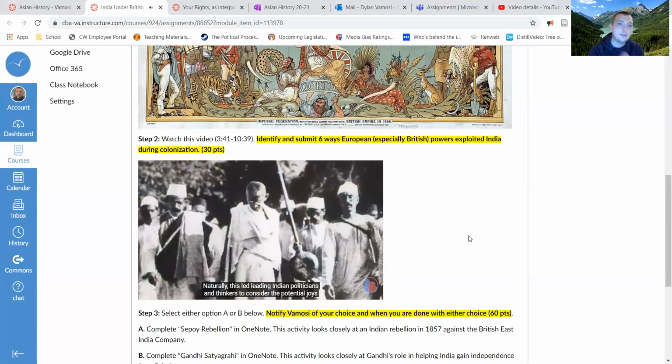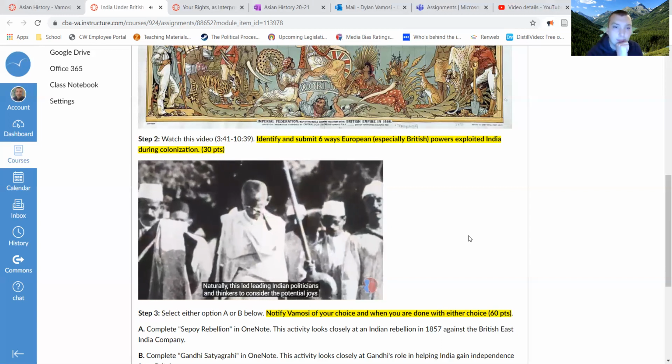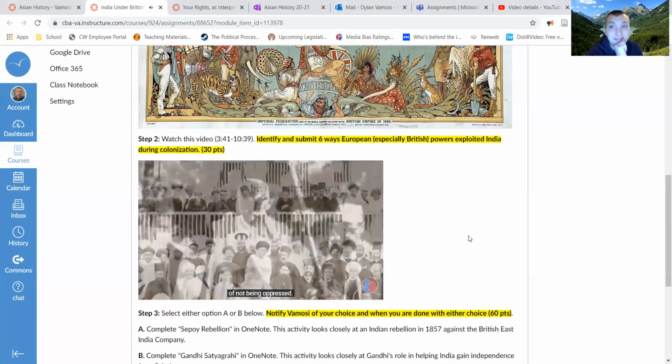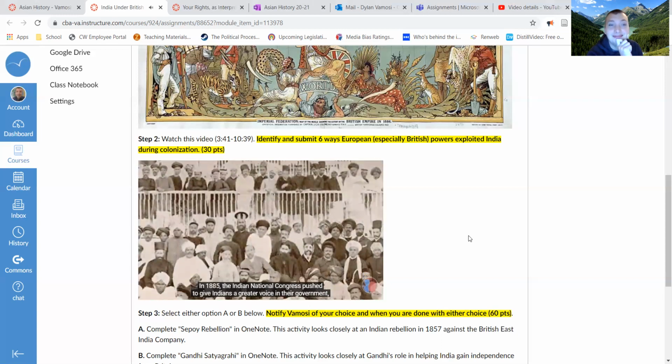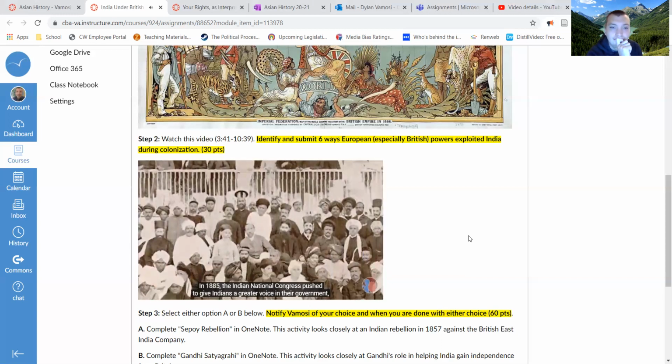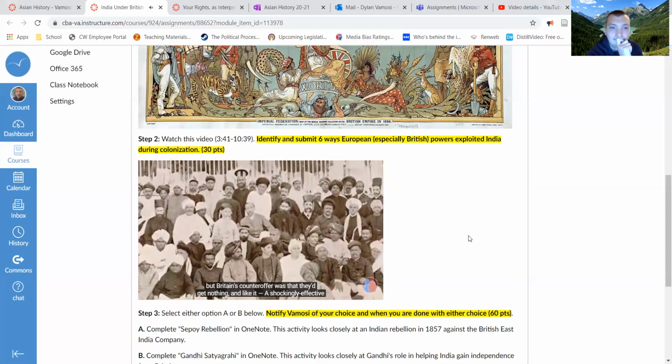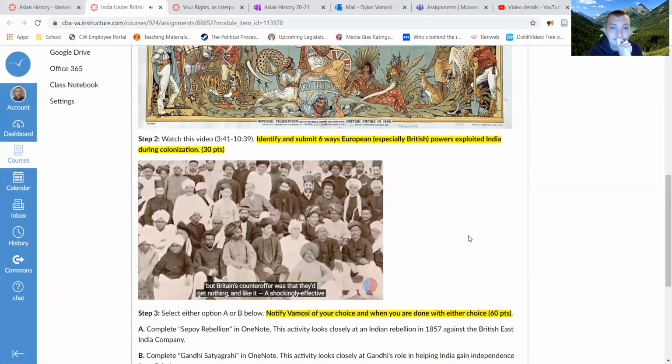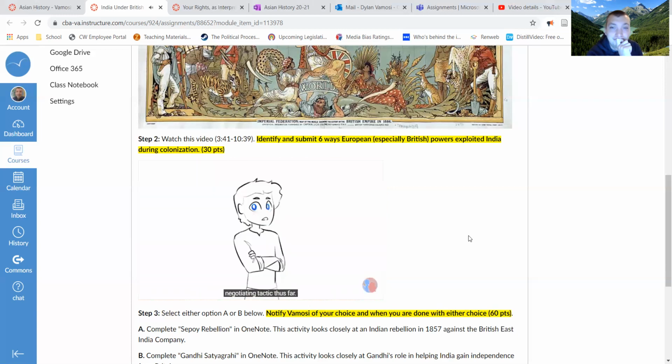Naturally, this led leading Indian politicians and thinkers to consider the potential joys of not being oppressed, and in 1885, the Indian National Congress pushed to give Indians a greater voice in their own government, but Britain's counteroffer was that they would get nothing and like it, a shockingly effective negotiating tactic thus far.